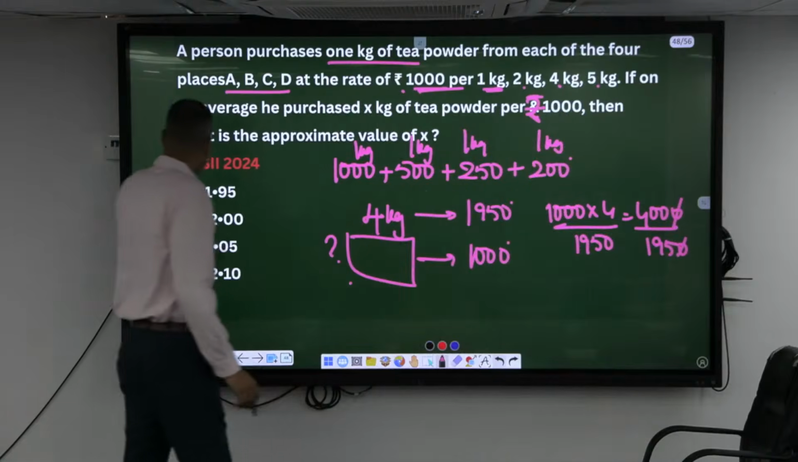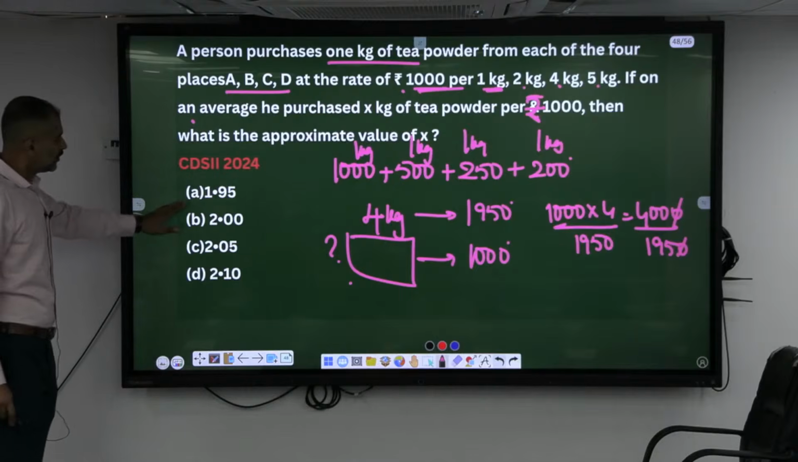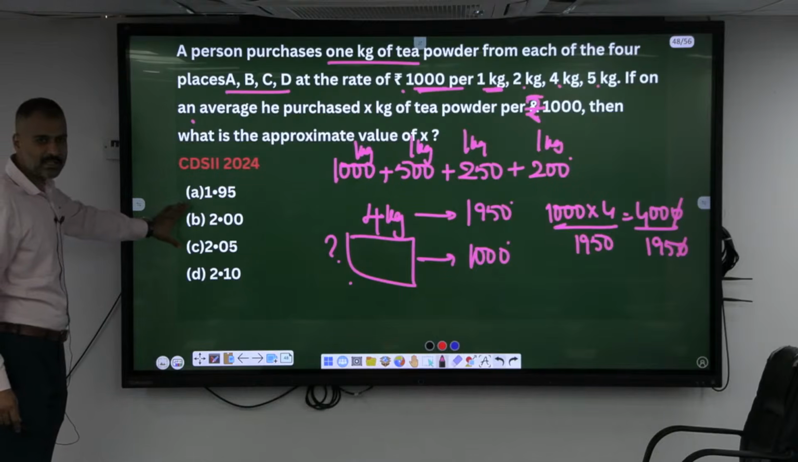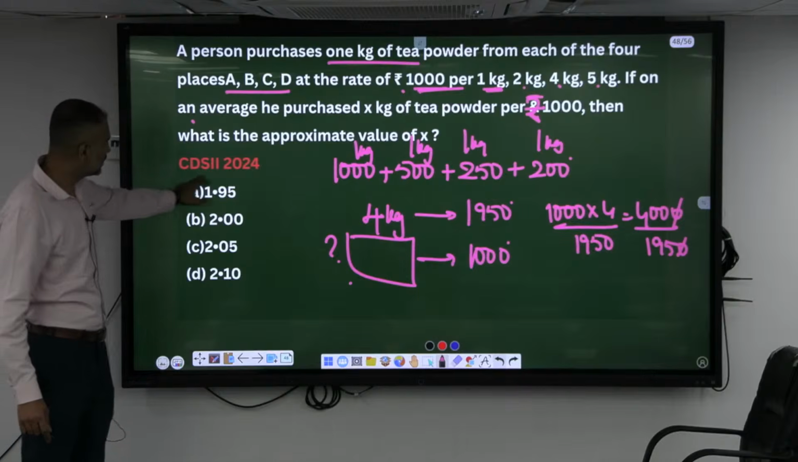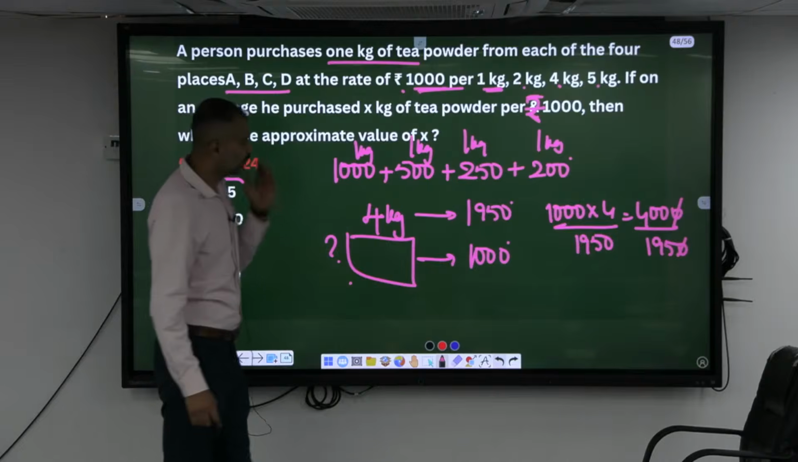Oh, what are the options? Very rarely you can see these kinds of options in our UPSC, okay, CSC, but CDS calculative. Do this one.